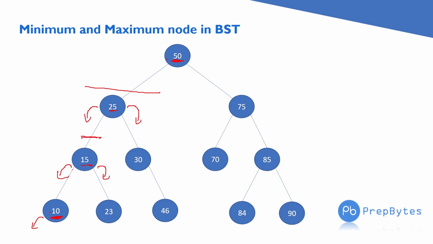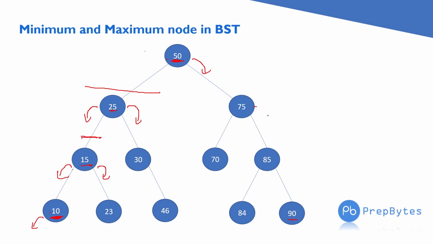Now you know the minimum node is the leftmost element, so the maximum node will be, think about it, the rightmost element, correct? It will be the rightmost element. So 90 is my maximum node. How you will find it is from your root node, always go to the right side. So when I go to the right side, check if the right side node is null or not. It is not null, so go here.